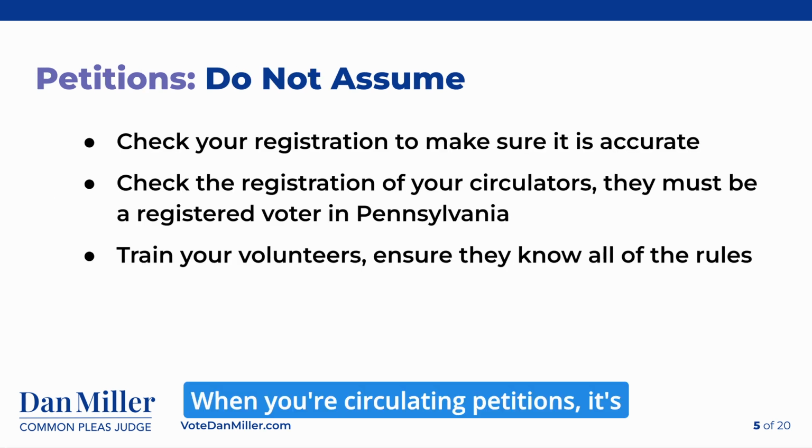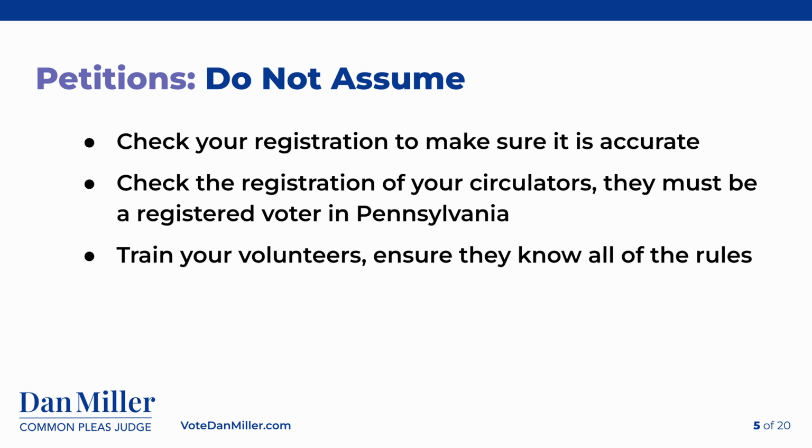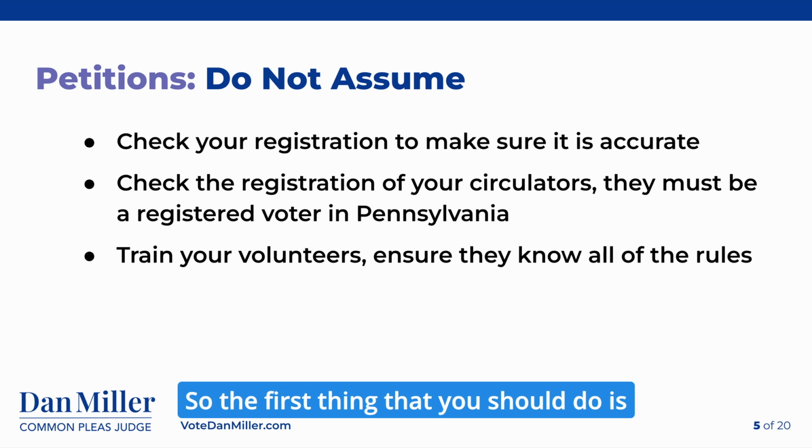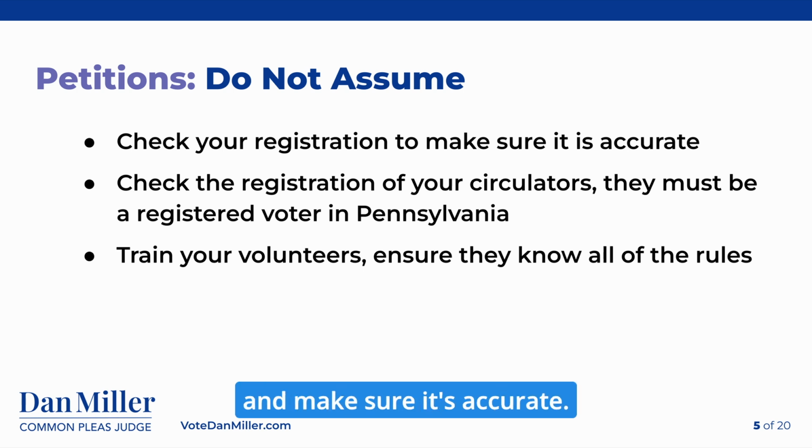When you're circulating petitions, it's important not to make assumptions. To start, petitions must be circulated by a registered voter. So the first thing that you should do is check your registration and make sure it's accurate. You can do this through the county website by entering some basic information, and they'll show you your registration information.